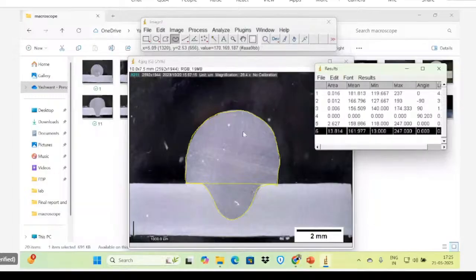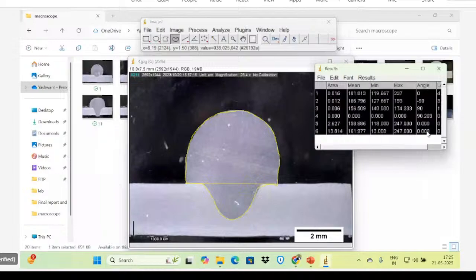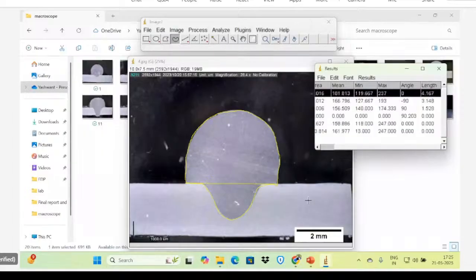So you can save the things, and you can make an Excel file out of that. All the parameters you have to calculate as per the process parameters, and you can measure it. So all the things you can measure. Now I'm coming to my slides.